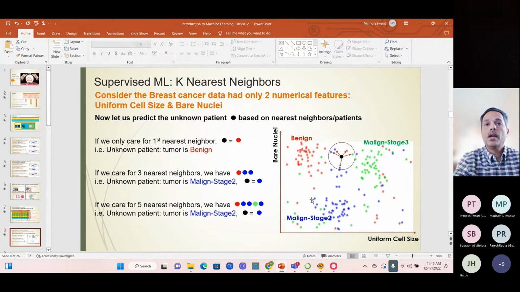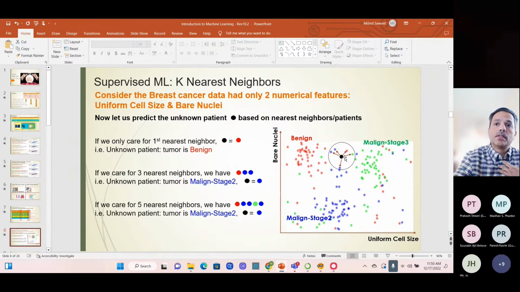Now we have this unknown patient coming in, which I'm representing by this black dot. We want to predict whether this particular patient has cancer or no cancer, or whether the biopsy is malignant or benign. So what we could do is look at the nearest neighbor, which essentially means setting k equals 1. You set k equals 1, look at the nearest neighbor and say, okay, this nearest neighbor was benign, so my unknown patient is also benign. You could make that prediction.